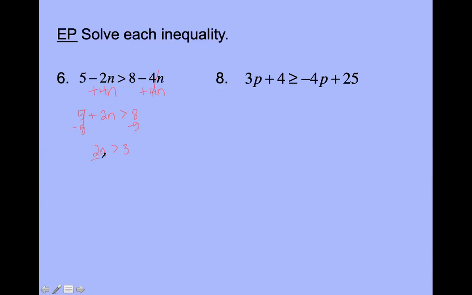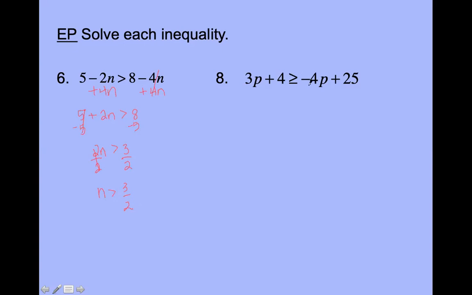I divide both sides by positive 2. Notice it's a positive I'm dividing by, so I don't reverse the inequality. And my solution is any number that's greater than 3/2. And it looks like these were just solving and we don't need to graph, so I'm just going to leave my solution like that. All right, number 8.